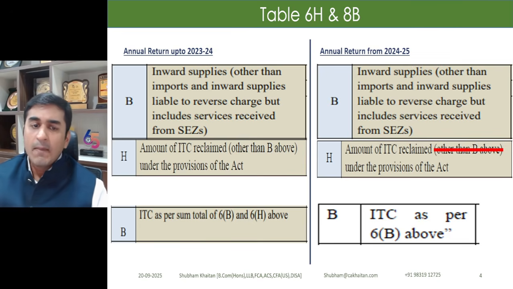Why should it be 0? Because when I am taking ITC as per 2B, I am reducing whatever I have reversed and reclaimed. Reclaimed ITC is there in table 4A5, which I show in table 6H in my GSTR-9, and in table 7, whatever ITC I have reversed is taken from 4B2. So in a way, my 6B is equal to my 2B. Ideally, this difference should always be 0.